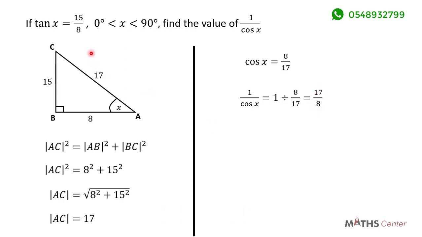So this means that if tan x is equal to 15 divided by 8 and x is between 0 and 90 degrees, 1 divided by cos x will be 17 divided by 8.